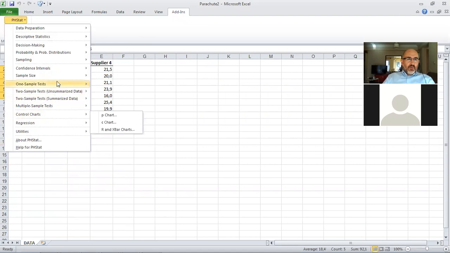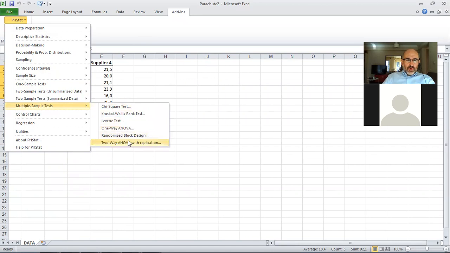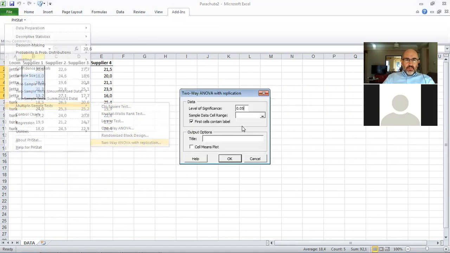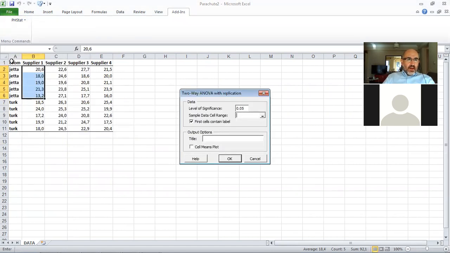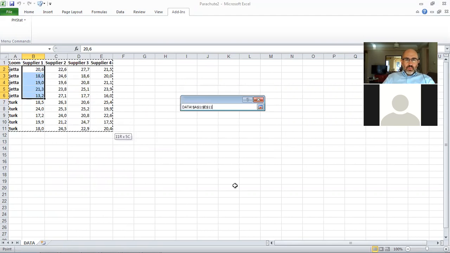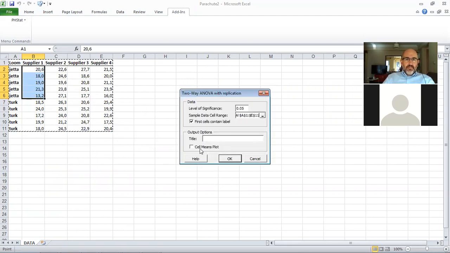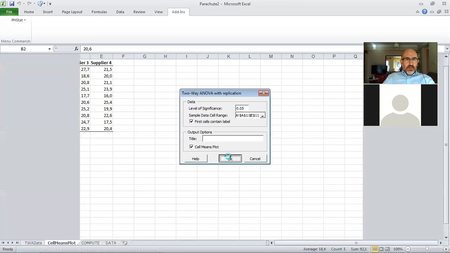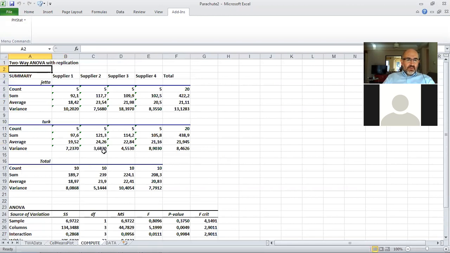So this time let's use the multiple samples. Choose two-way with replication and choose our data. And this time I'll also want to have a cell means plot because that looks nice. First cell contains label. And apart from that, everything is fine. So we have the result.